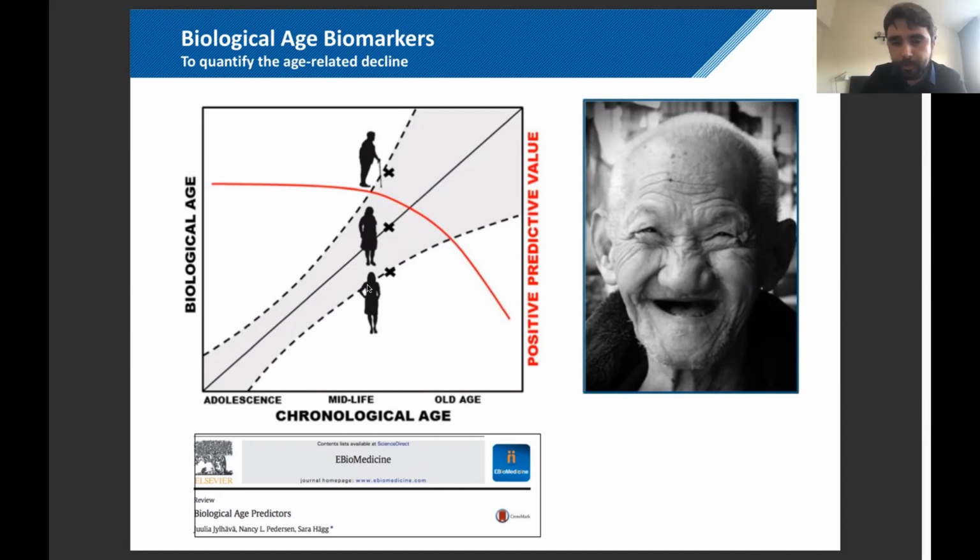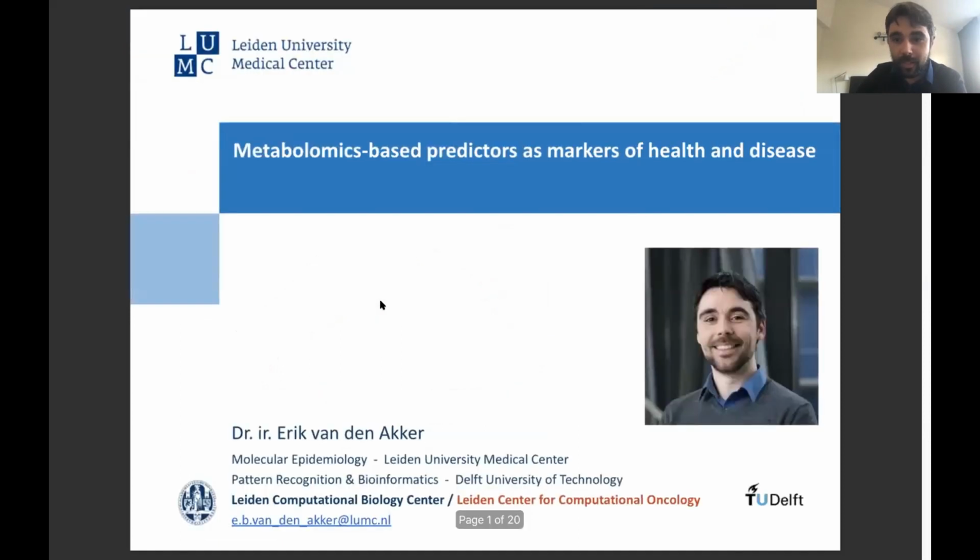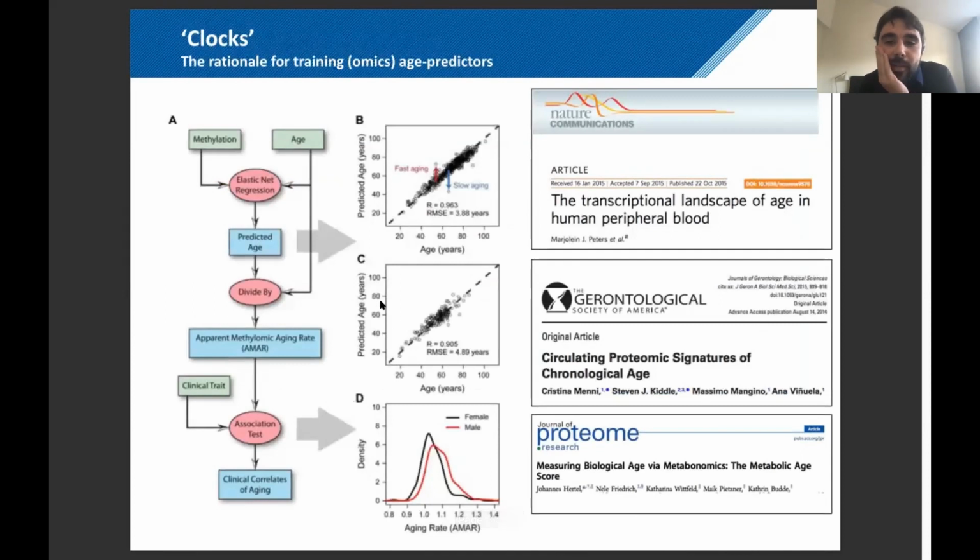To explain a bit more, what they call these algorithms is clocks. These are considered to be molecular clocks to see how fast you are aging. I've taken here an overview picture from another paper, which shows the rationale behind training such predictors. Most famously used are the methylation clocks. Steve Horvath especially popularized the methylation age and its use.